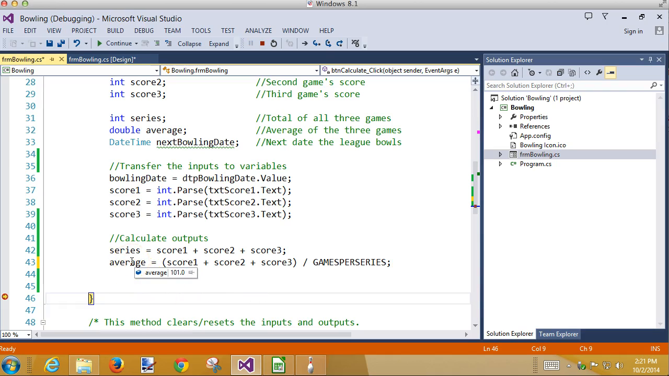101. You look at this and go, 101, what happened to my 0.66666? Integer division. This is an integer, this is an integer, this is an integer. When you add integers, you get an integer. So now we're dividing 305, an integer, by an integer. C# by definition gives you a whole number and it discards any decimal places.